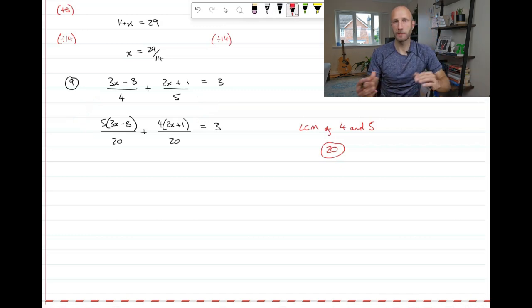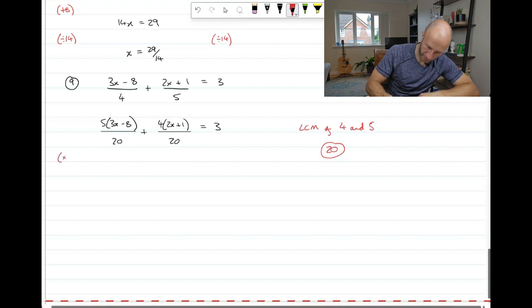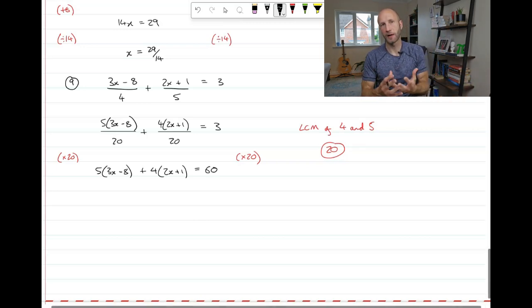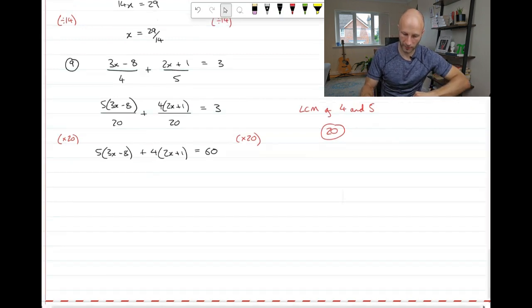And now I've got the same denominator, I can multiply everything by 20 and it will just clear all those fractions up. So when I times by 20, it clears the bottom of this fraction. It clears this one. But I've just got to remember to times the right-hand side by 20 as well. And now I can expand everything, simplify and solve this as a full kind of equation.